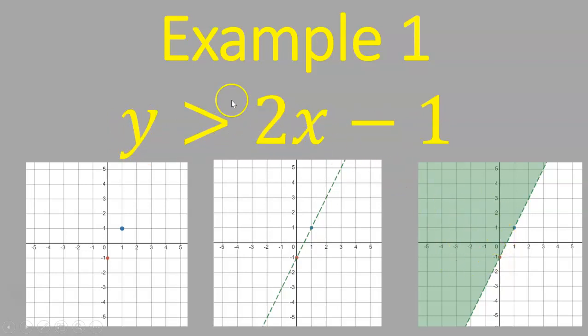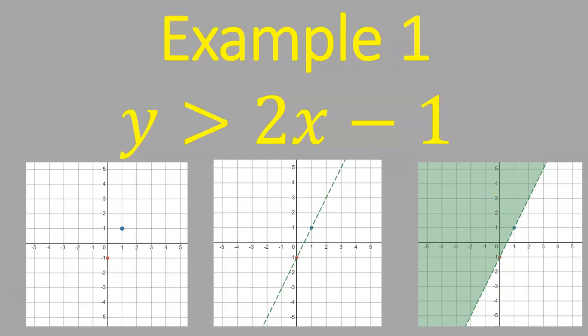Now, some may look at this and say, well, it's greater than, so just shade above the line, and that works. You have to be careful sometimes with that, but that does work here. But either way, you do shade on this side. Now, why is it dashed and what does the shading mean exactly? Well, when we graph something, the shading indicates where your solutions are.